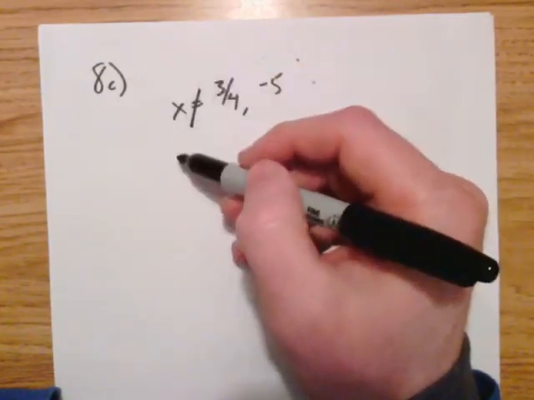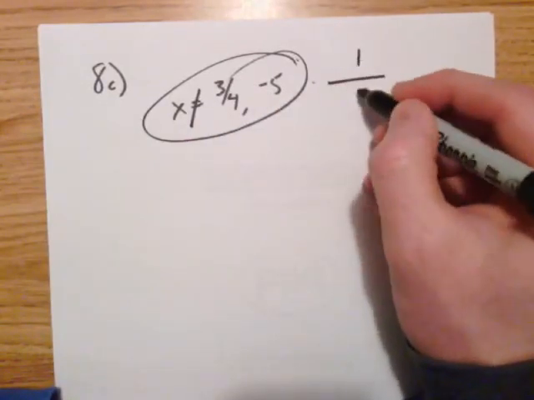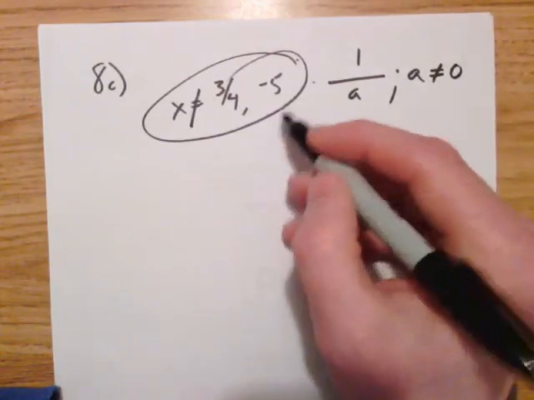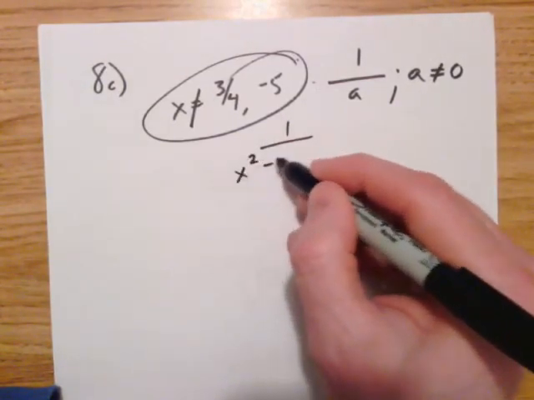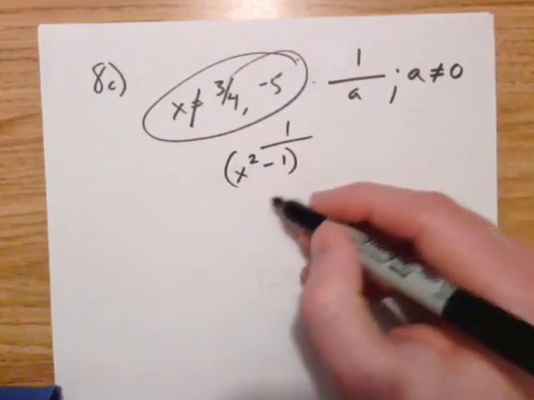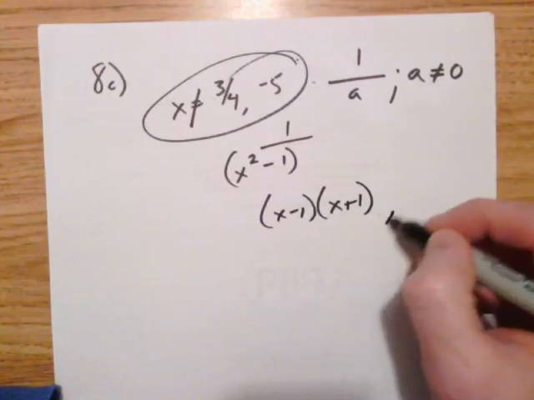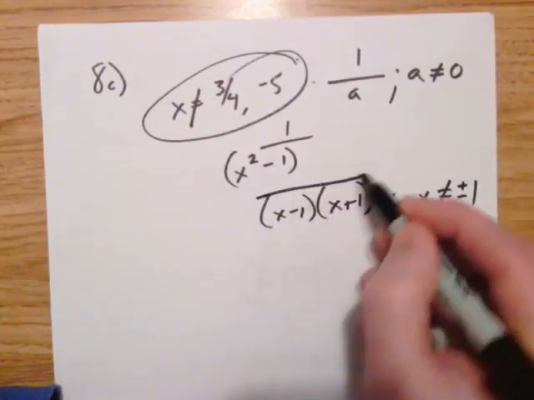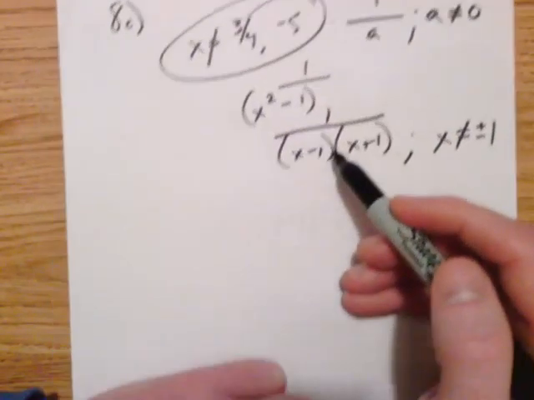X can't equal. When you're doing non-permissibles, it's what it can't equal. If you have a fraction, 1 over a cannot equal 0. It doesn't matter what the top is. If you have x squared minus 1, that's the difference of squares. That's x minus 1 times x plus 1. X cannot equal positive or -1 when this is the bottom of a fraction, when that's the denominator.